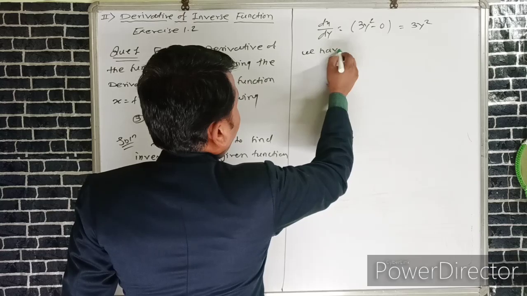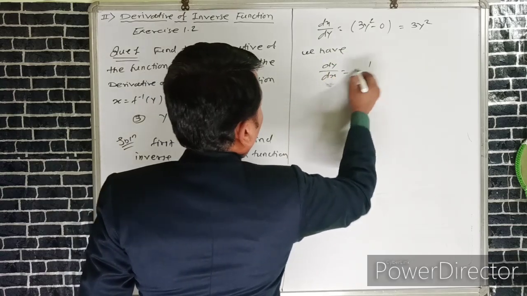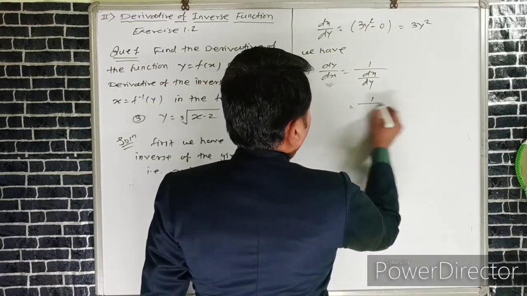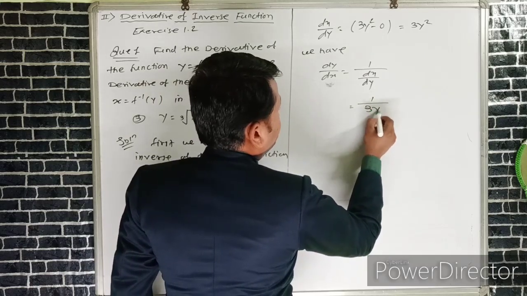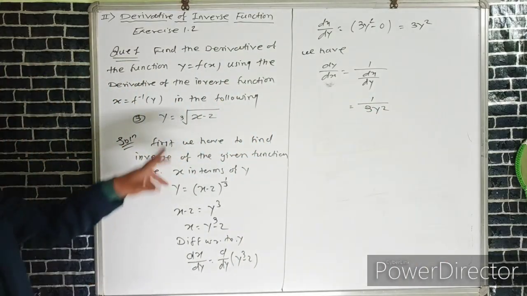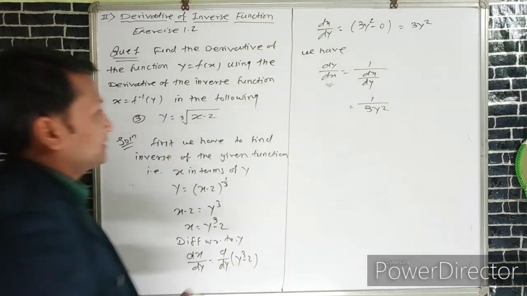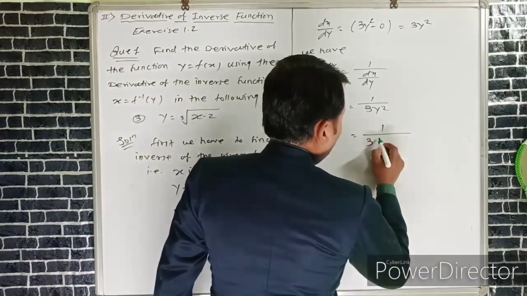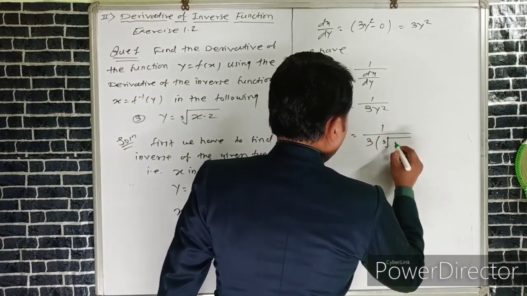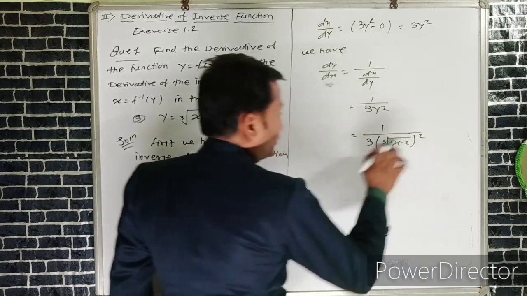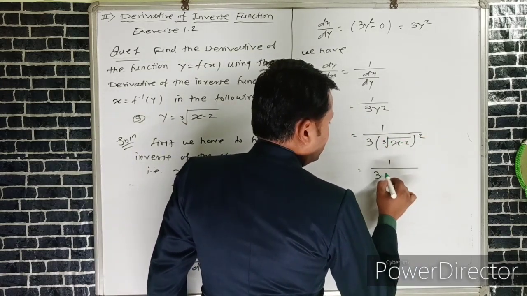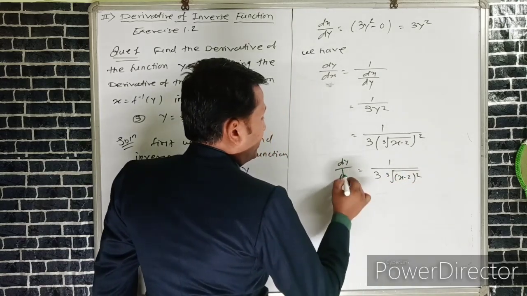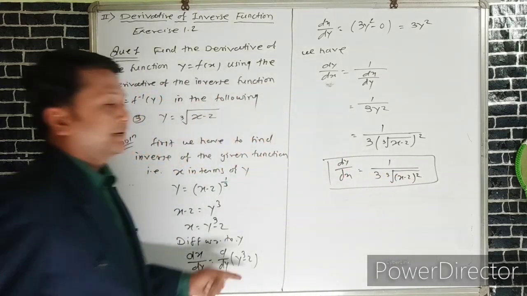But we have to find dy by dx, and we have dy upon dx is equal to 1 upon dx upon dy. And the value of dx upon dy is 3y square. We can write it as 1 upon 3y square. If we resubstitute the value of y, then we can write 1 upon 3 into the cube root of x minus 2 whole bracket square, which is the required derivative dy upon dx.